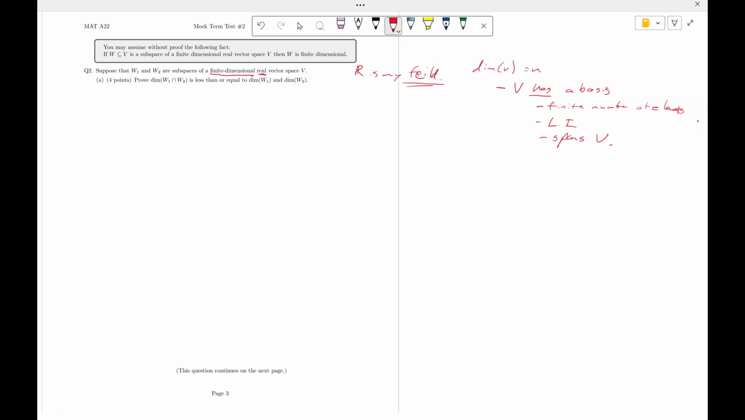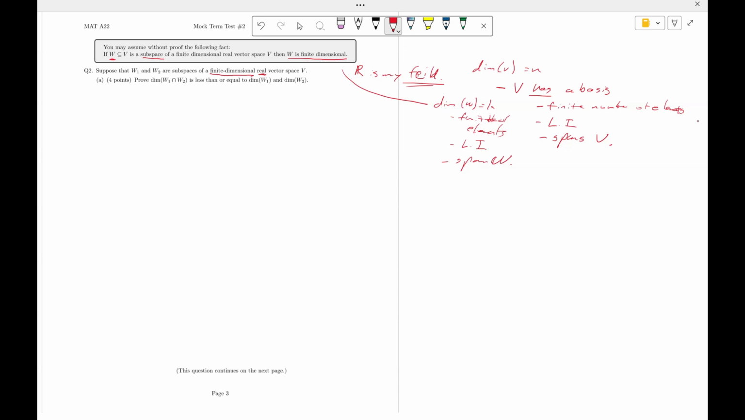Now, here, it tells us that we may assume without proof that if W is a subspace of V, then W is finite dimensional. So in this theorem that we're given, this also tells me that the dimension of W equals K. This is a finite number of elements. It is linearly independent and it spans W. The first question says to prove the dimension of W1 intersection W2 is less than or equal to the dimension of W1 and the dimension of W2.